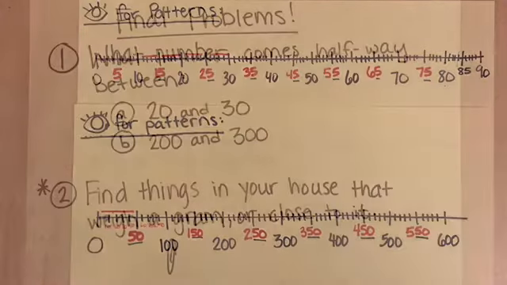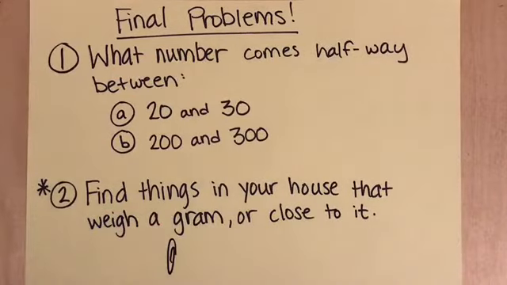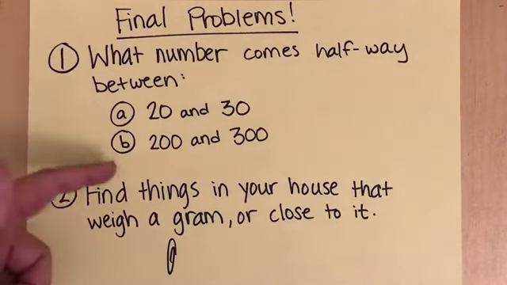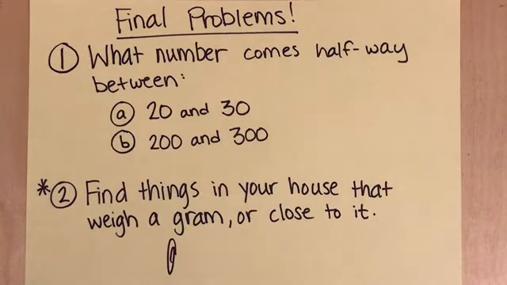For our final problem tonight, on number 1, what number comes halfway between, and for A, 20 and 30, and for B, 200 and 300. On number 2, it's bonus if you want to be extra awesome. Please find things in your house that weigh about a gram or close to it. Remember, a gram is about the weight of a single paper clip. That's my little paper clip.